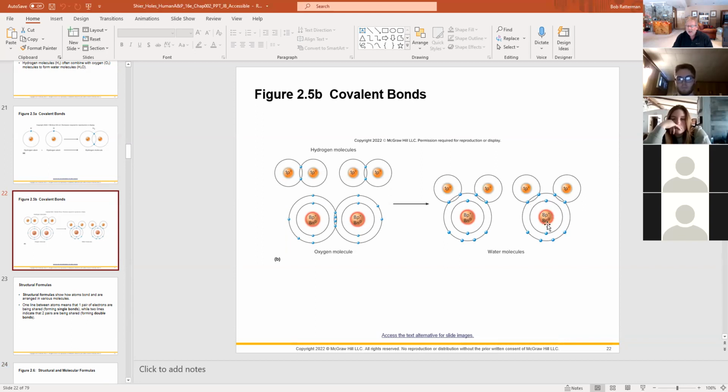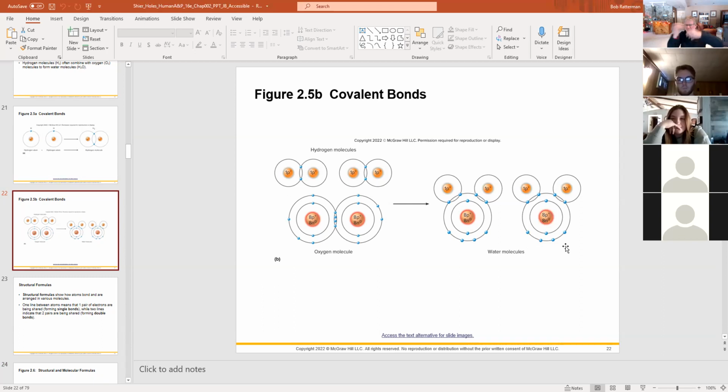Because of the higher electronegativity of oxygen compared to hydrogen, think of it as having a more complicated, bigger atomic structure. It's exerting a greater tug on these shared electrons because it has 8 positive charges here, and negatively charged electrons are attracted to the positively charged protons. So they tend to be attracted more to this end of the molecule.